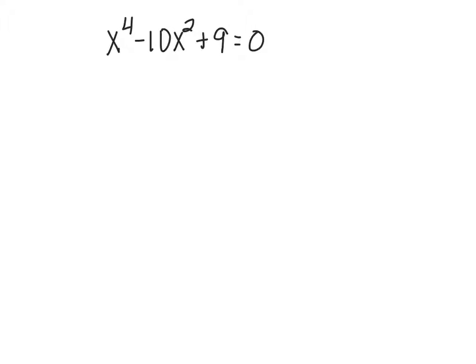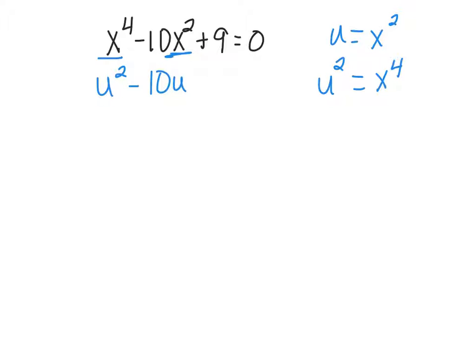For this problem, we're going to have 4 solutions because the highest degree is 4, but we're going to use substitution to work with it in a quadratic form. So I'm going to take the smaller one here and let u equal x squared. Well, if I double each of those terms, I get x to the 4th and u squared. So now I can replace x to the 4th with u squared, minus 10, I can replace x squared with just a u, plus 9 equals 0.